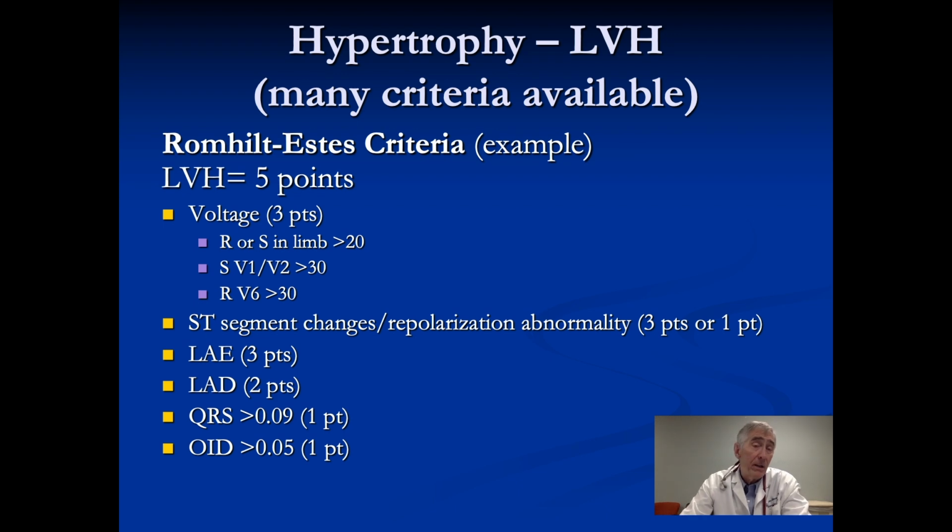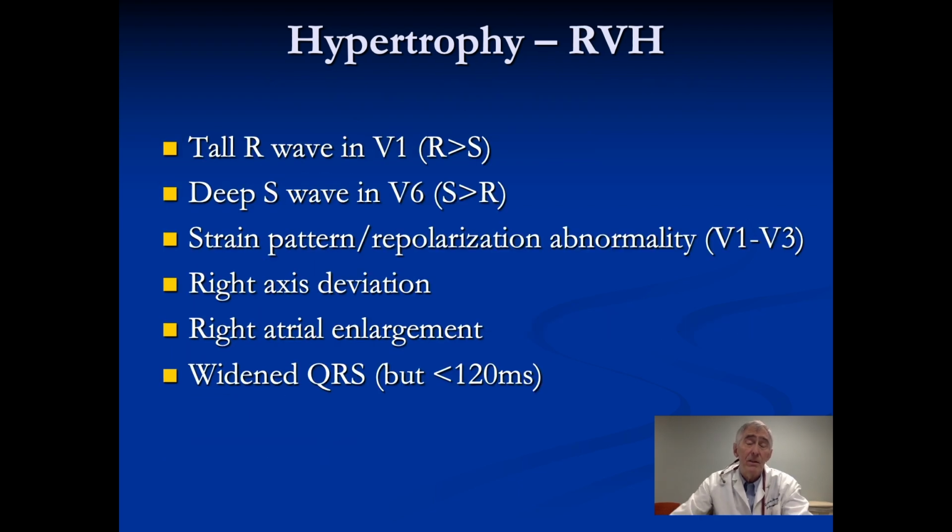Now, the Romhilt-Estes criteria use this same concept. It gives a scoring system of left atrial enlargement, left axis deviation, the QRS may be widened, and it has a big R or S in the leads, S in V1 or V2 greater than 30, or an R in V6 greater than 30. So it uses all of those criteria. Now, there are lots of other criteria, the Cornell criteria and various other ones. Now, right ventricular hypertrophy is just the opposite.